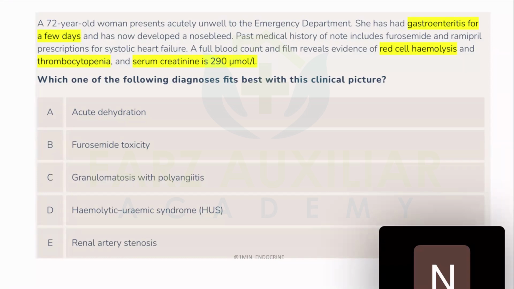So, gastroenteritis for a few days, not weeks, mind you. I have discussed in detail what's the use for these weeks and days. Past medical history of note includes furosemide and ramipril for systolic heart failure. Full blood count and film reveal evidence of red cell hemolysis and thrombocytopenia. Serum creatinine is high.